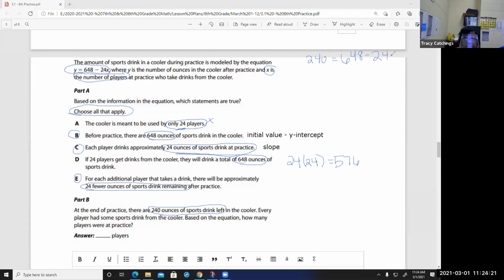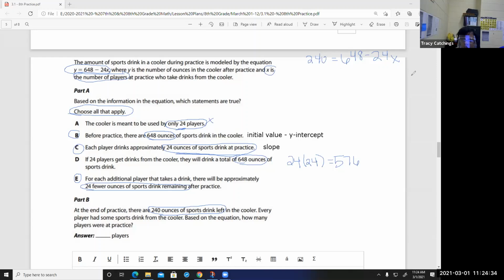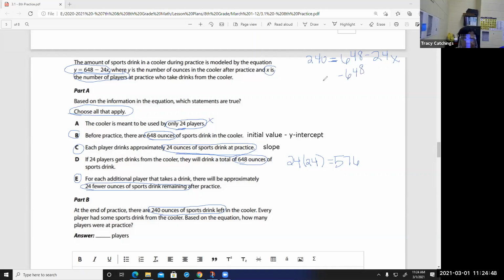All right, so our first step is to get x by itself. Something else over there. Subtract 24. Something else over there. All right, so subtract both sides by 648. Now we have negative 24x is equal to what?